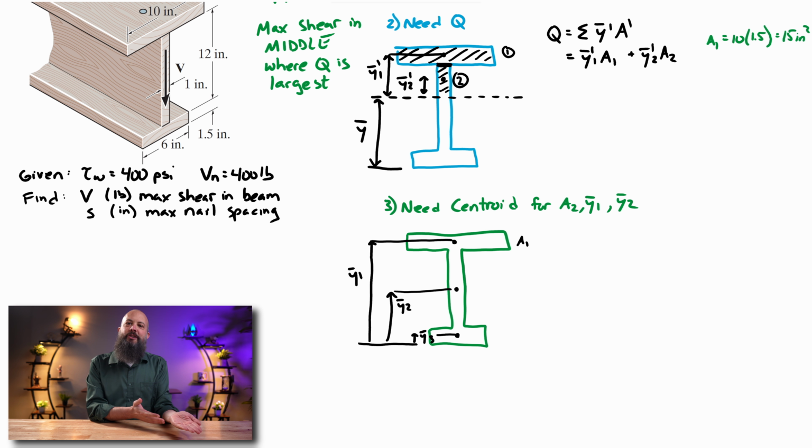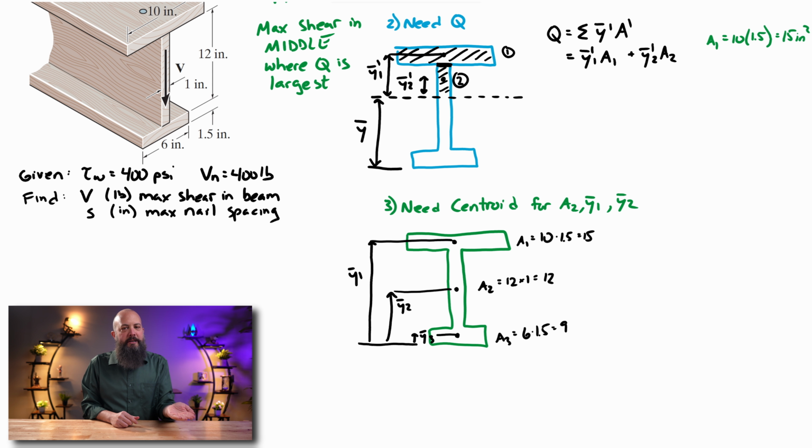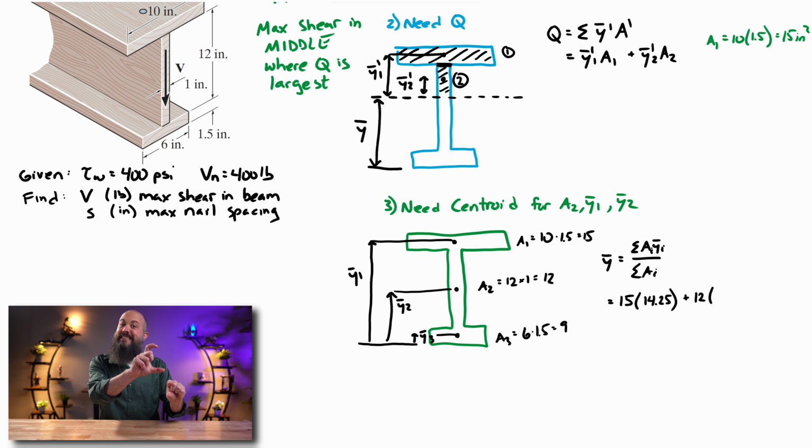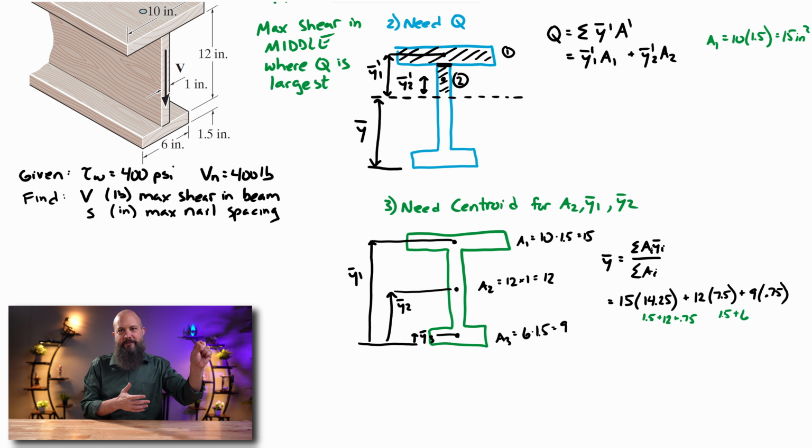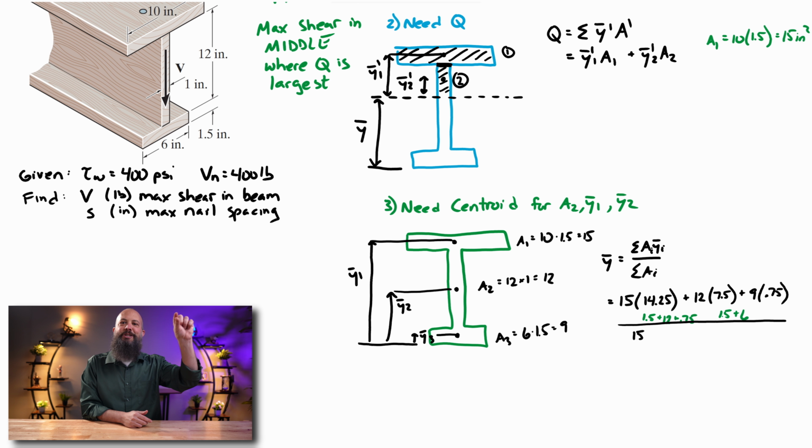All 3 distances are going to be measured from the very bottom. So I've just got 0.75 up to the bottom one, because it's 1.5, so half of 1.5. Then I've got 7.5 to the middle: the 1.5 at the bottom, plus half of 12 is 6, so 6 plus 1.5, 7.5. And then the top one, 14.25. We've got the 1.5 plus 12 plus an additional 0.75 for half of the top.